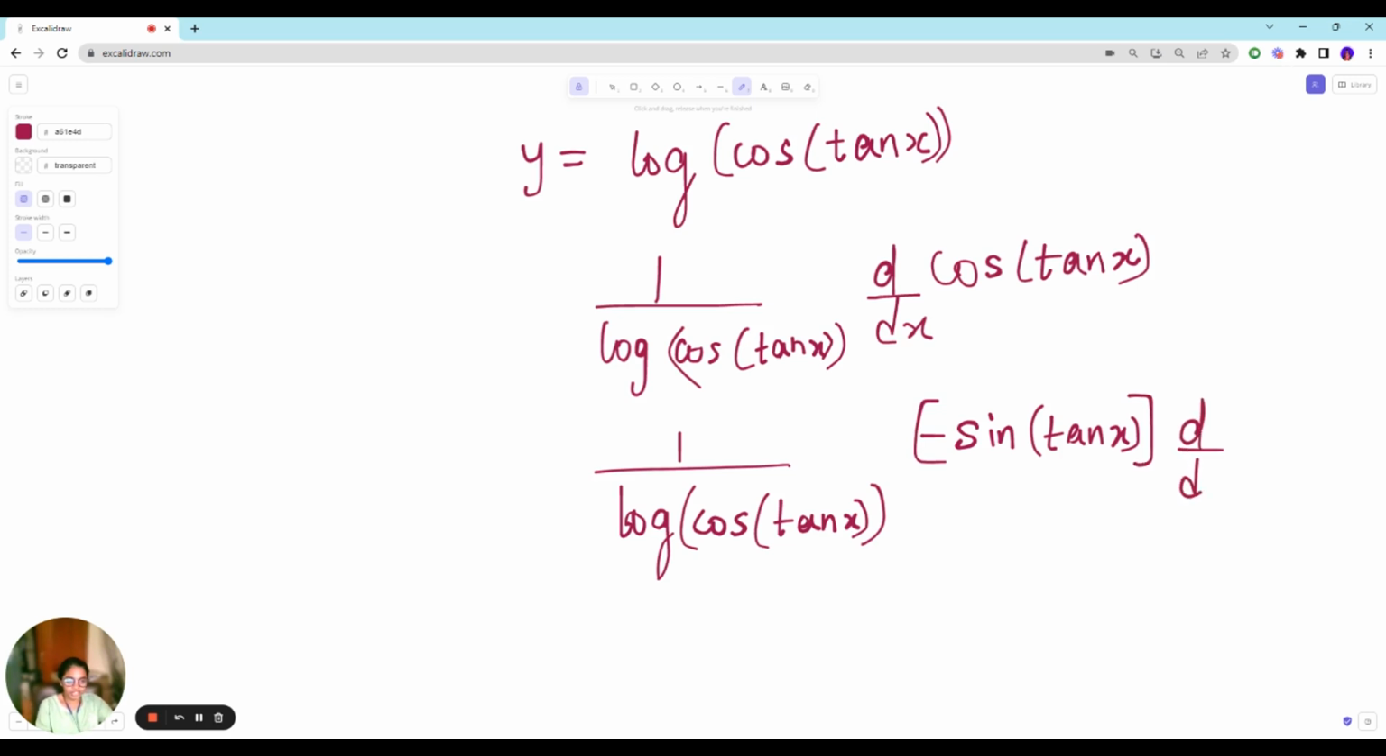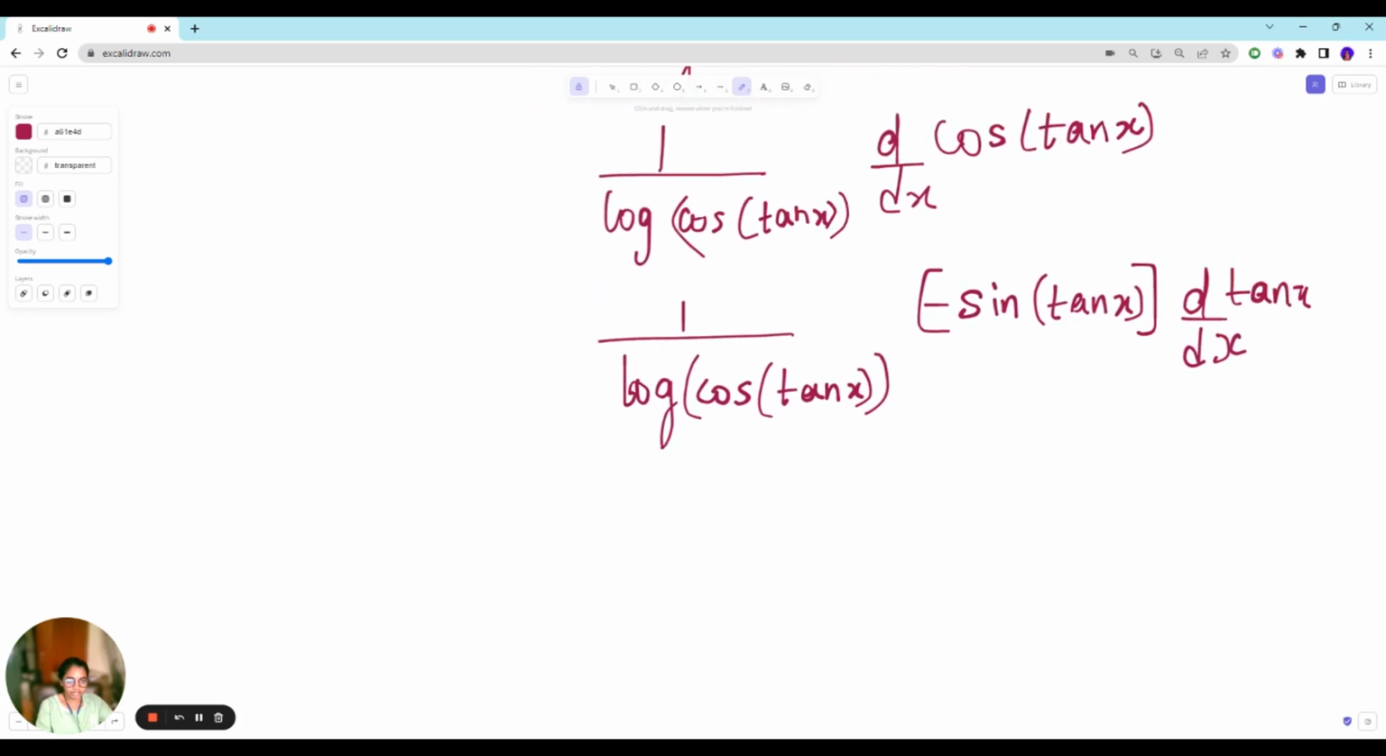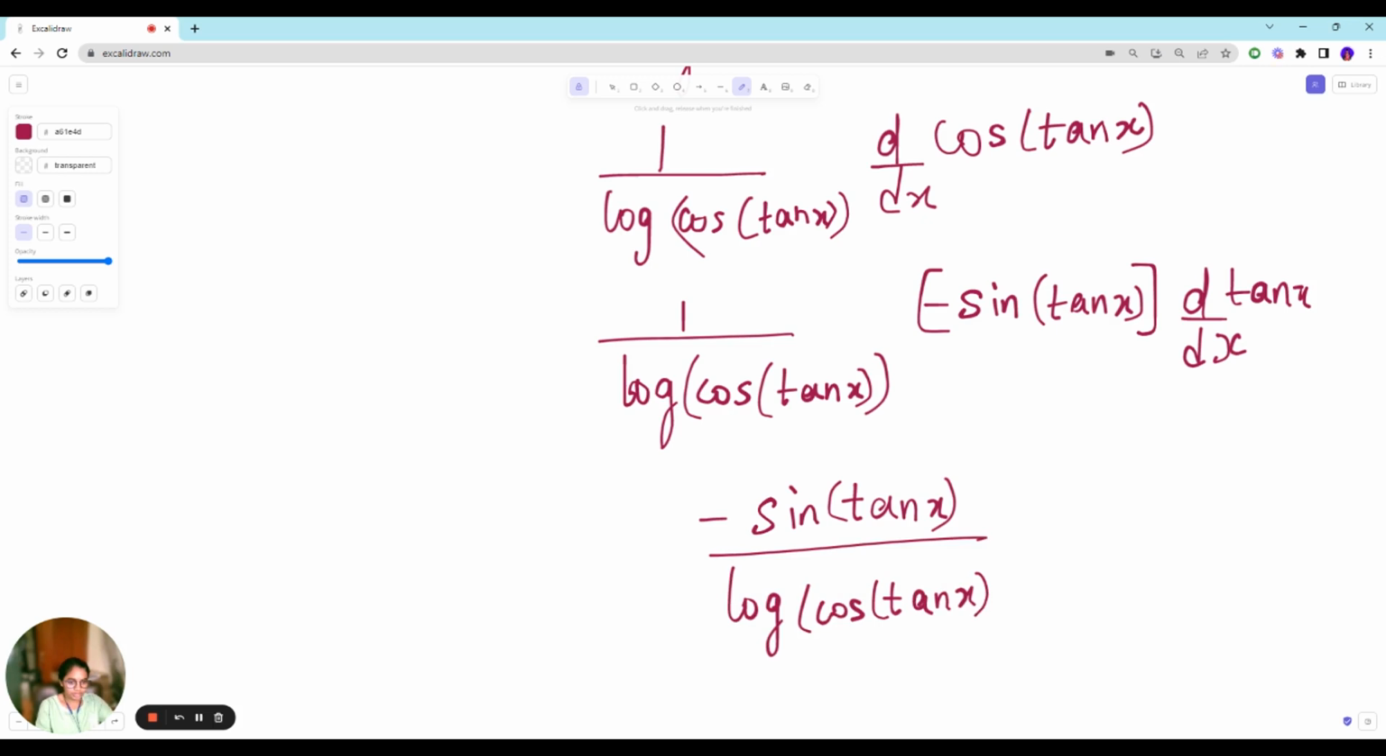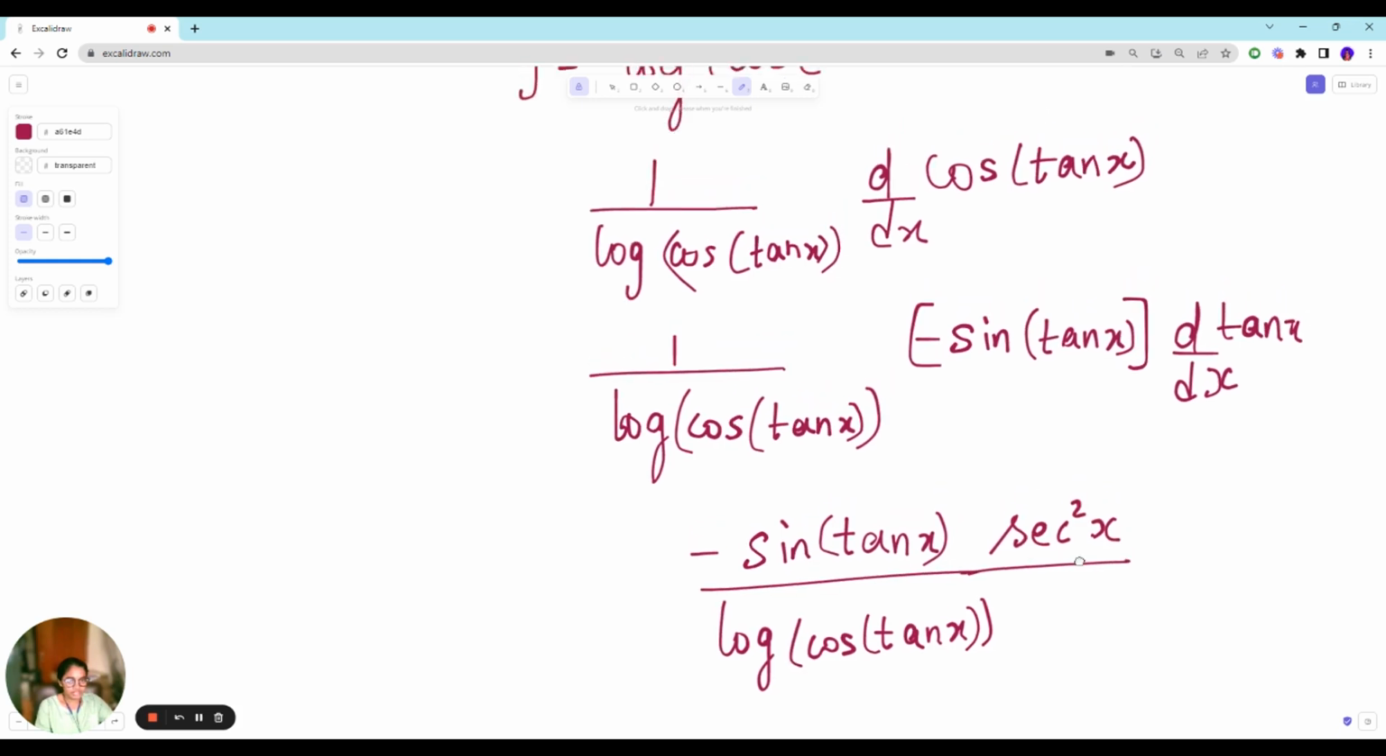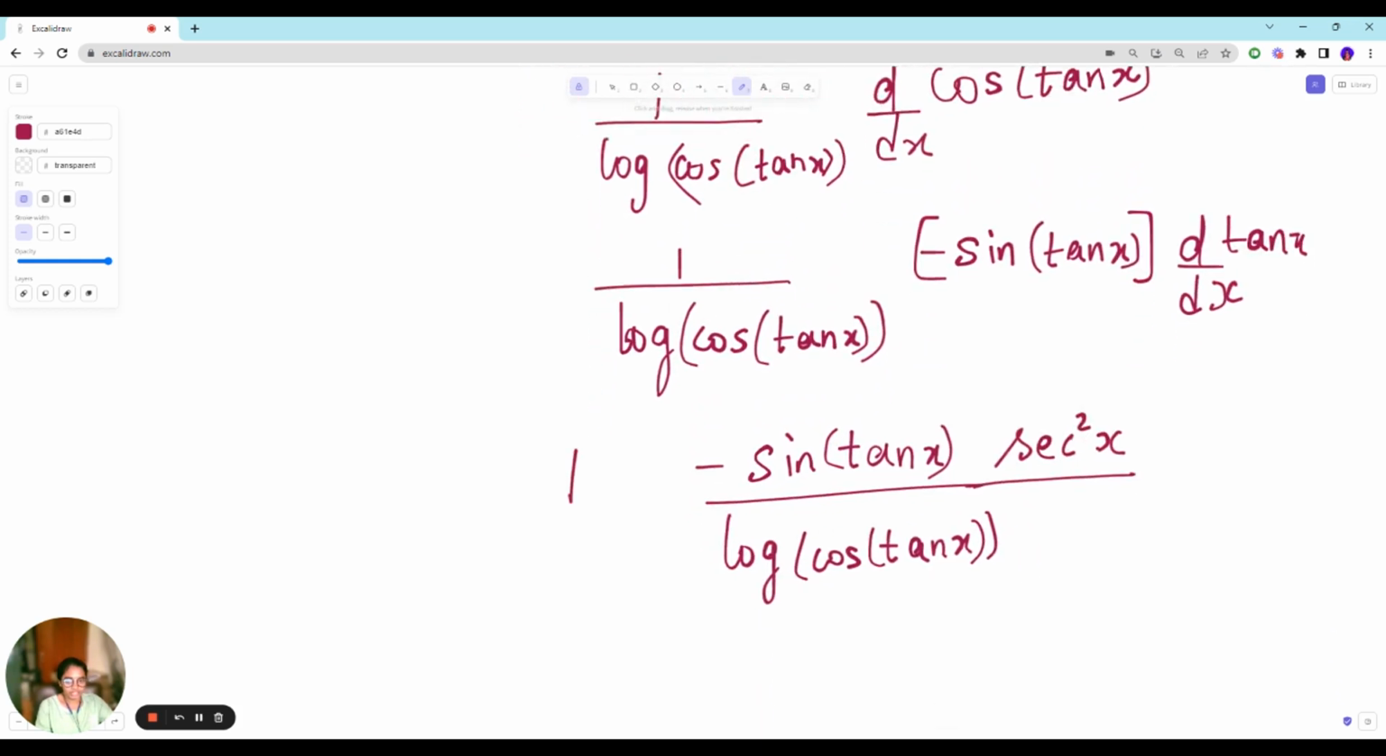Okay. Next what should I do? I should differentiate our t. What was t? It was tan x. Now I know direct differentiation of tan x, right? So I can write it as sine of tan x divided by log of cos of tan x into, yes, what is derivative of tan x? It is secant square x. Yes, this is the derivative of our given question, that is dy by dx.